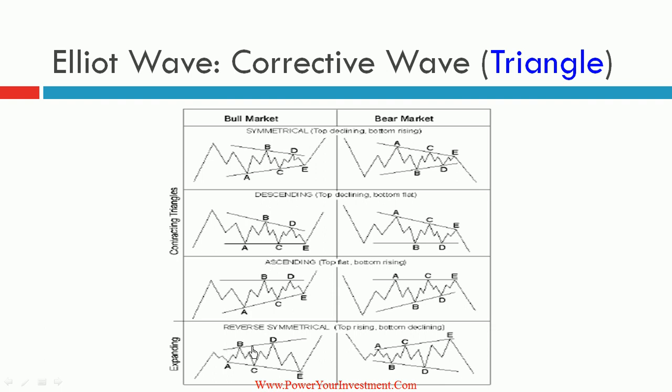Expanding is basically, the triangle is fanning out as time progresses. As you can see, the triangle is fanning out. Whereas contracting, if you see, the triangles are coming together, converging. Alright, rest all remains the same. It follows a 3-3-3-3-3 structure.